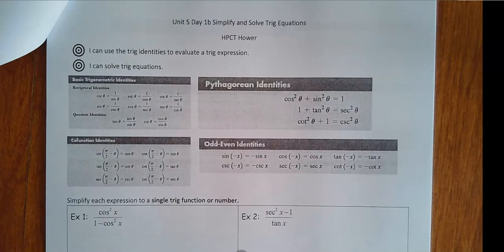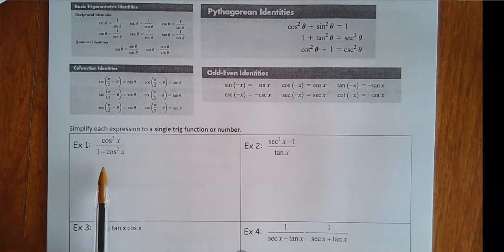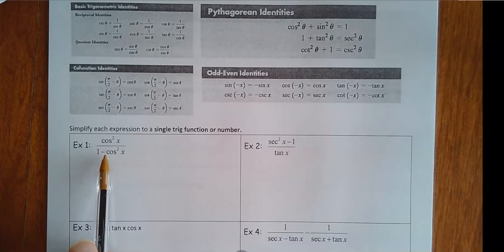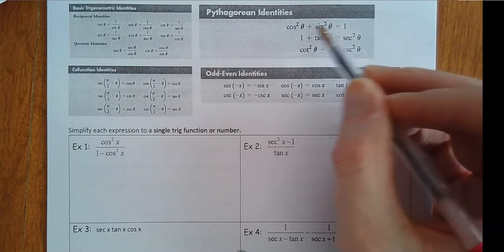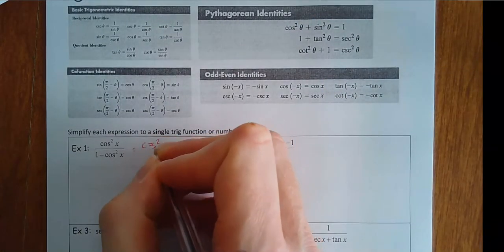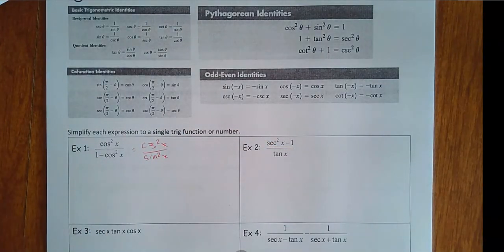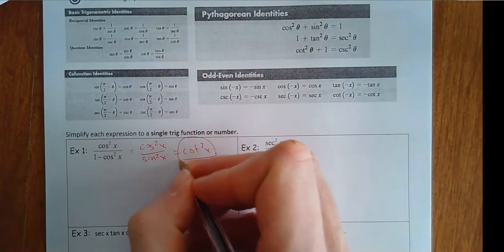can solve trig equations. So this first one here, again, we want to get it down to a single function or a number if we can. We're going to get all the way down to a single number or function. So if you remember, here's a Pythagorean identity. If it has 1 minus cosine, think of this as subtract cosine over. So 1 minus cosine squared equals sine squared. And cosine over sine is cotangent, so this would be cotangent squared x.